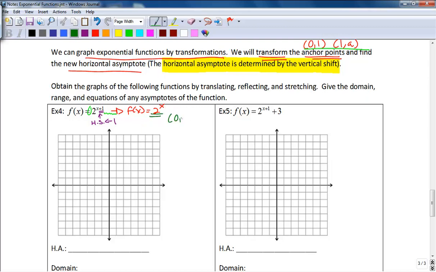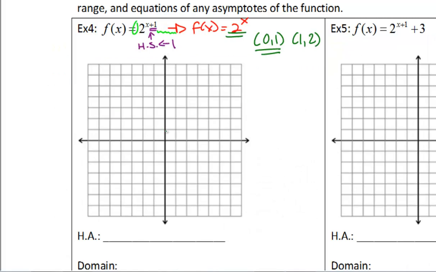Well, those would be (0, 1) and then the point (1, 2). Instead of a, I'm going to write my base, which is 2. Let's start with the point (0, 1). I'm going to actually place the dot at (0, 1), but then we're going to move it to its new location with my transformation. So here's my point (0, 1).